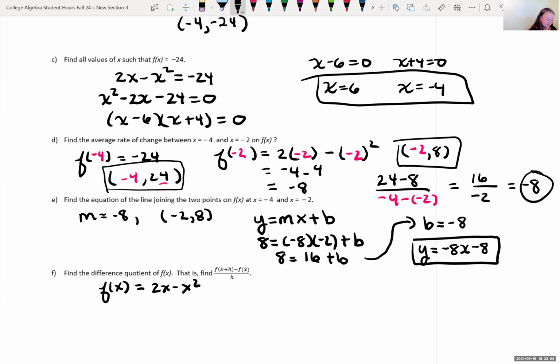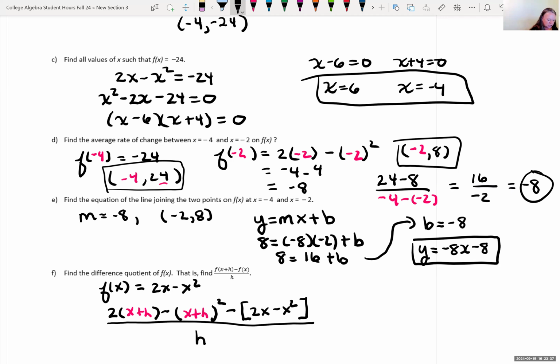So this f of x plus h, I'm going to go in wherever I see an x. Let's put parentheses, but big enough to replace it with x plus h. So I have 2 times parentheses minus parentheses quantity squared. Drop in x plus h inside our parentheses. And that is just the first piece of the difference quotient, f of x plus h. I want to subtract off my whole function f of x. Make sure you have parentheses around that whole thing, 2x minus x squared, because we're going to have to distribute that negative. And we're putting this whole thing over h.